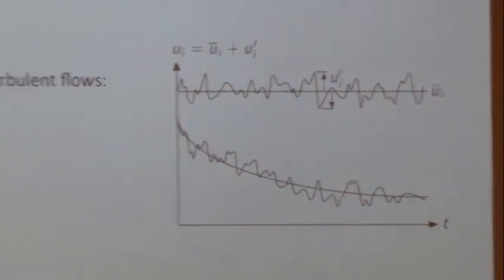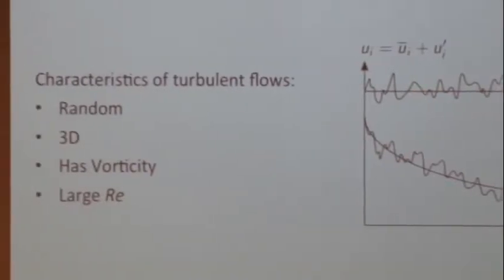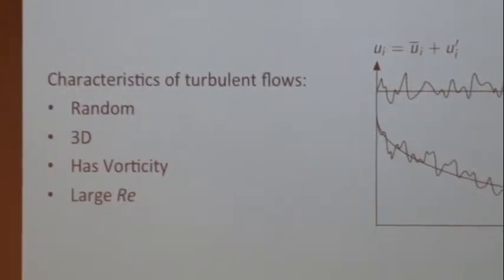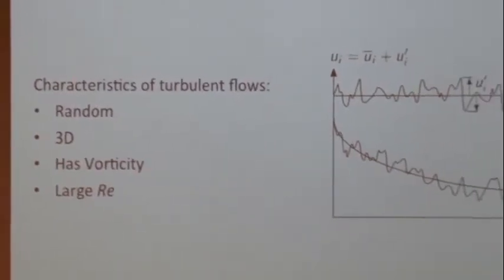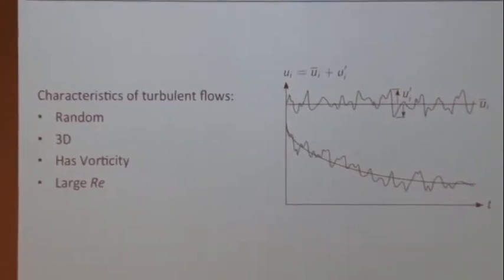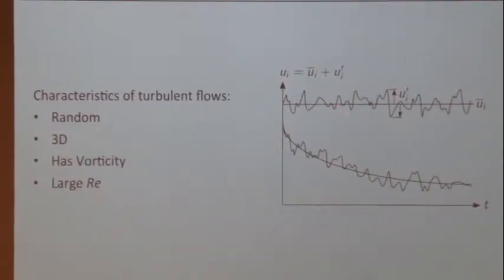A characteristic of a turbulent flow is that it is random. It's not deterministic. This means you cannot predict the exact evolution of this thing because it's a random process. And it's chaotic, and it's always three-dimensional.